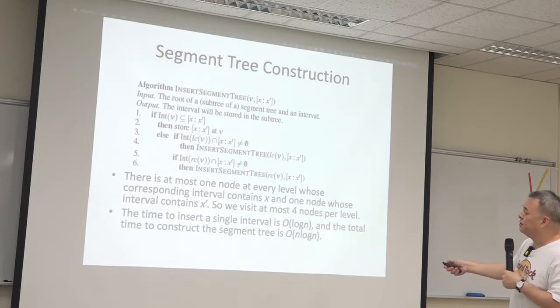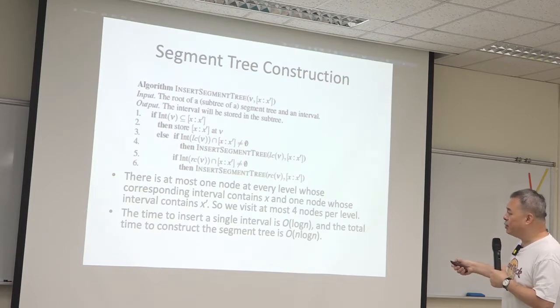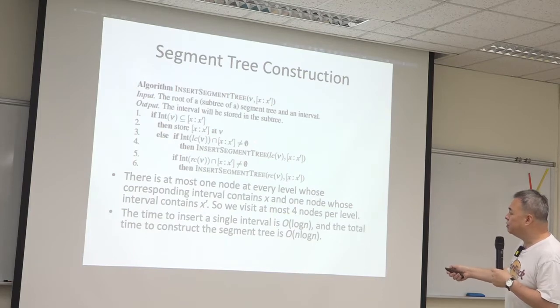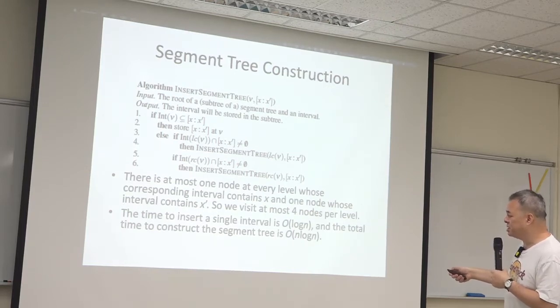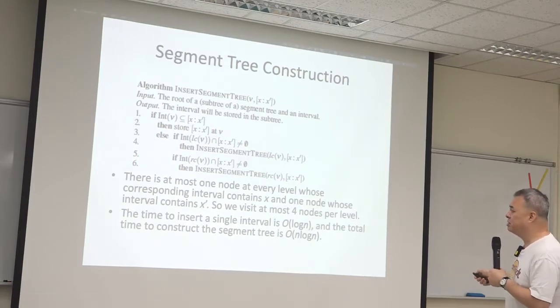Else we check the left child: whether the interval of the left child intersected with this interval is empty or not. If it's empty, then we don't need to go to the left child. But if it's not empty, we do the insert into the segment tree, left child, with this interval. We also check whether the interval of the right child intersected with this interval is empty or not. If it's empty, we don't need to do anything. If it's not empty, then we go further to the right child.